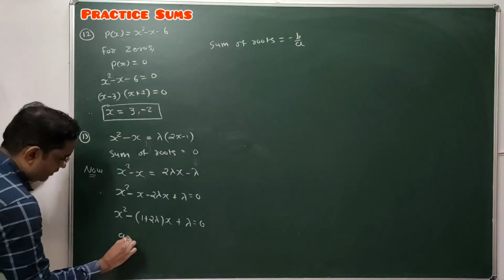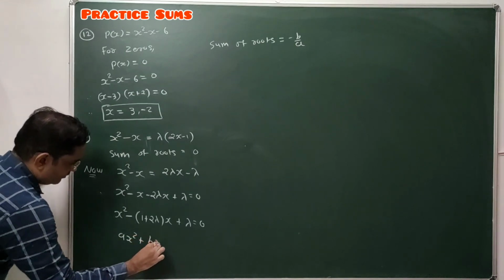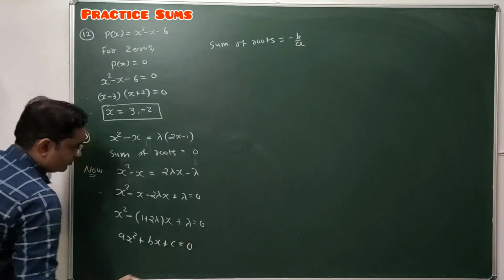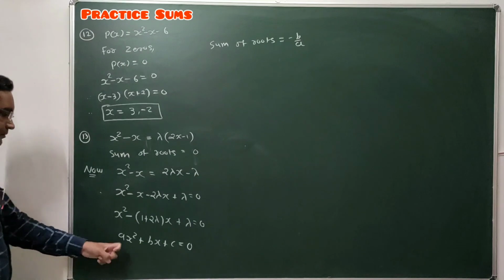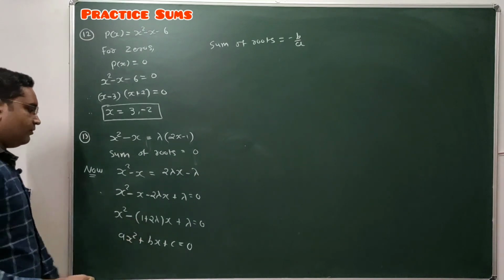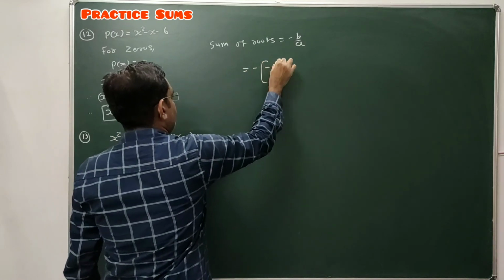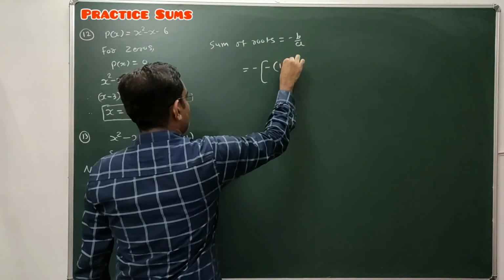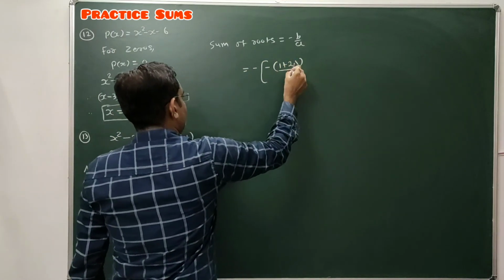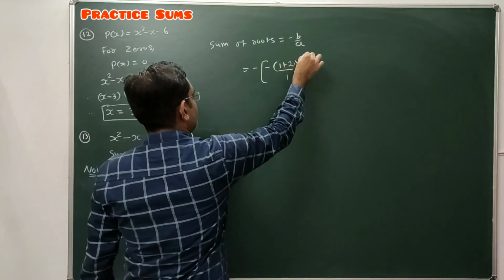Compare this equation with ax square plus bx plus c equal to 0. So value of a is 1 and value of b is minus of 1 plus 2 lambda. So the sum of the roots is equal to minus b upon a, which is minus of 1 plus 2 lambda upon 1.